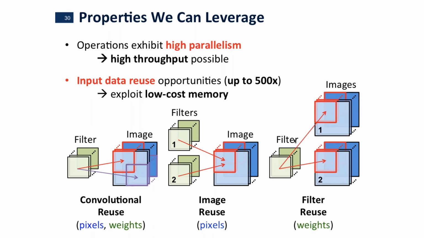And then finally, we also have what we call filter reuse. As you recall, for some applications, we want to process multiple images at the same time, or a batch of images. And here, you can use the same filter across all of these images. So we say filter reuse because you read the weights once onto the chip, and then use them multiple times across all the different images.